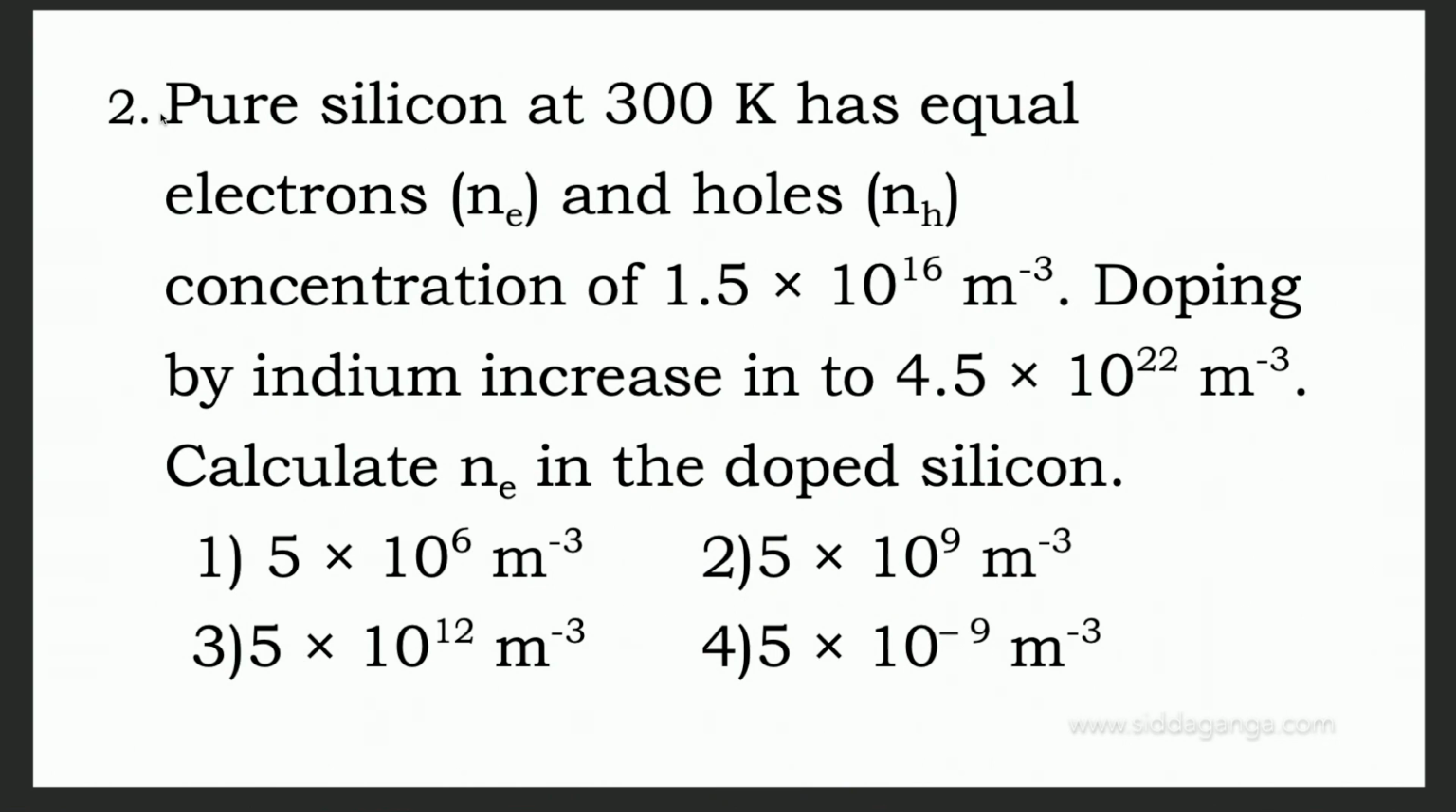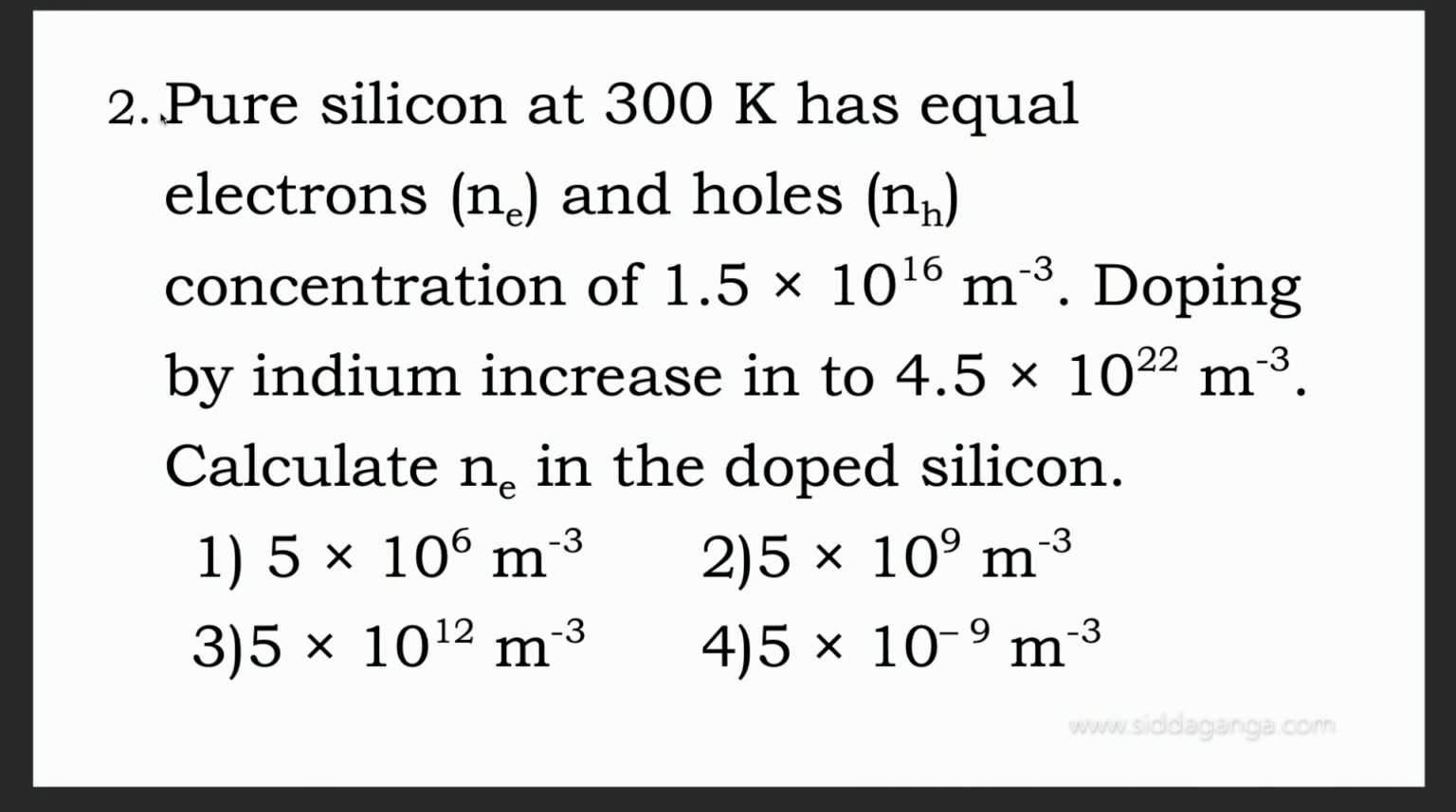Pure silicon at 300 Kelvin has equal electron and hole concentration. That is the intrinsic concentration. If you write it, it is 1.5 into 10 power 16 per meter cube.